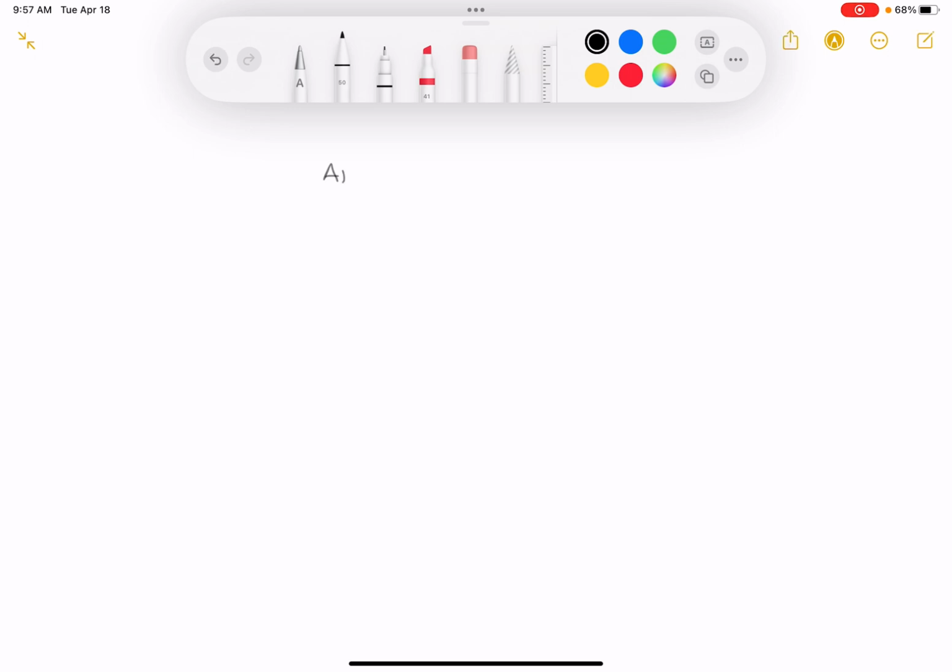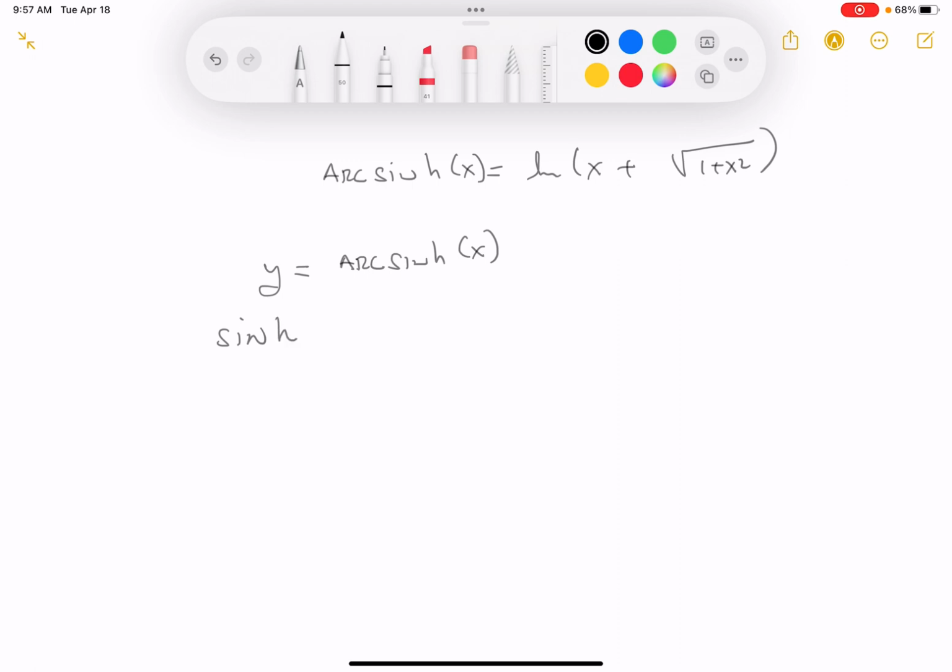I'm writing down what they said, and that was equal to, I've got to look at my notes again, ln of x plus the square root of 1 plus x squared. I'm just copying what I'm seeing in the notes, and I'll verify it. All right, let's go through the work. I'm going to write down y equals the inverse hyperbolic sine of x. Because I'm unfamiliar with that, I'll write this as the hyperbolic sine of y is equal to x.